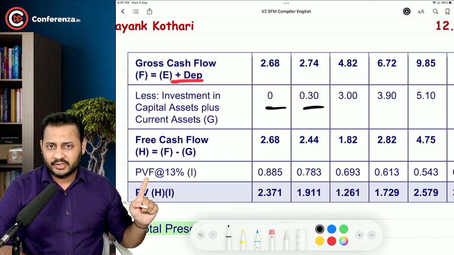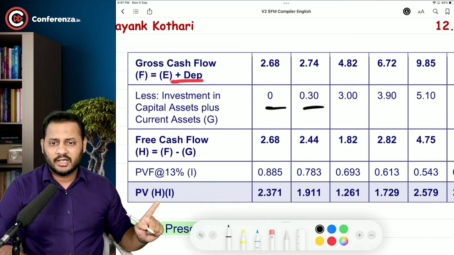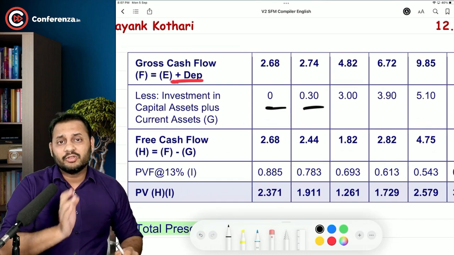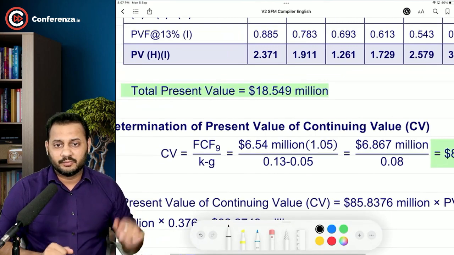This is the present value factor. 13% you calculated as the WACC, 12.96, remember? And then the present value. But this is the present value only for the first 8 years. What about the perpetuity? See, total present value.